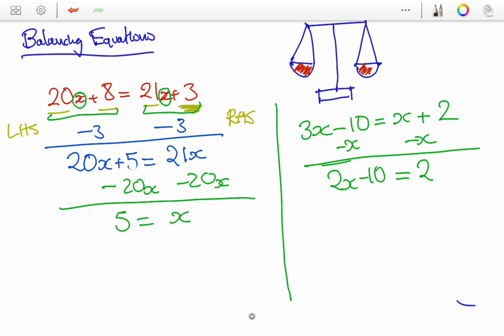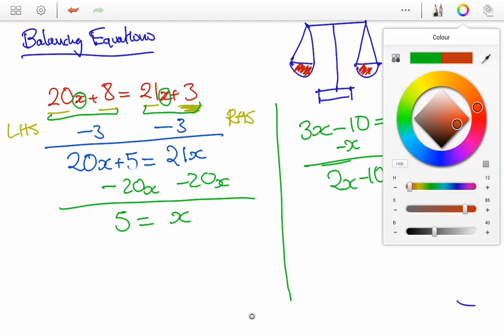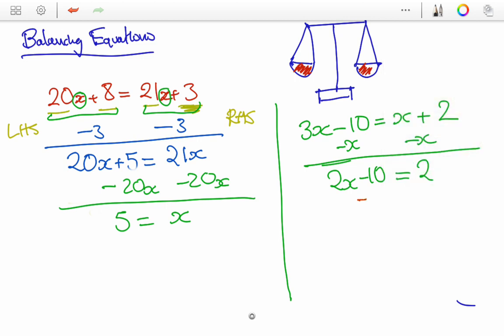So I'm going to actually get rid of this 10, not by subtracting 10, but in this case, because I want to cancel out that negative 10, I'm going to do the opposite, which is add 10 to this side and add 10 to this side, giving me 2x, nothing here, equals 12.